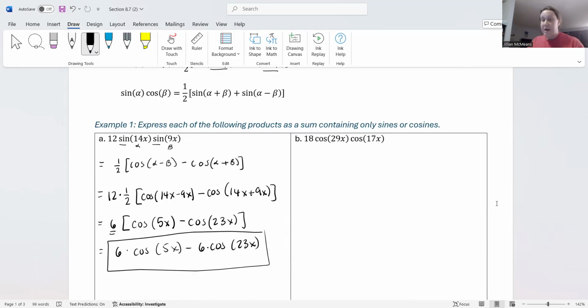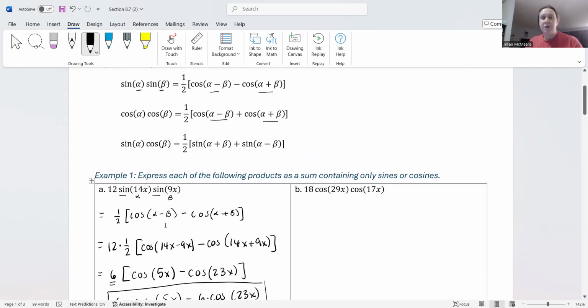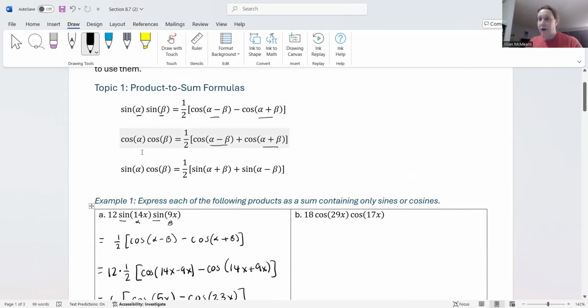Okay, so make sure you know how to pick which formula. You can see we clearly are starting with a product because we have 12 times sine of 14x times sine of 9x. So you just have to be able to figure out which pattern we fit here. We have sine of some angle alpha times sine of some other angle beta. So that's why I chose this first formula here.